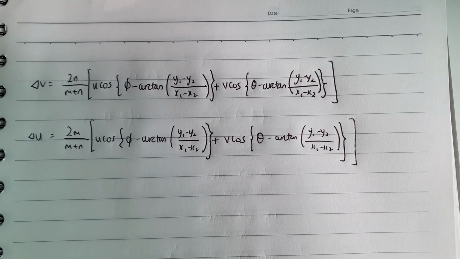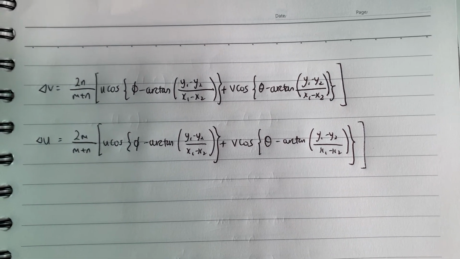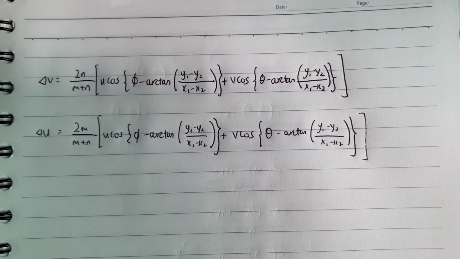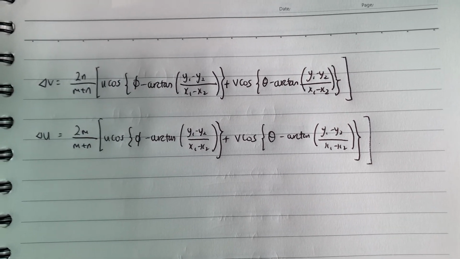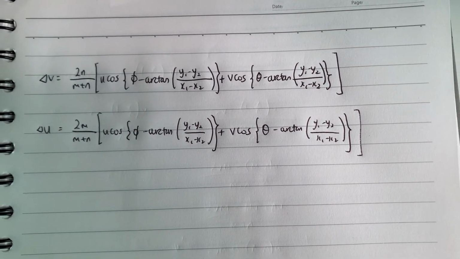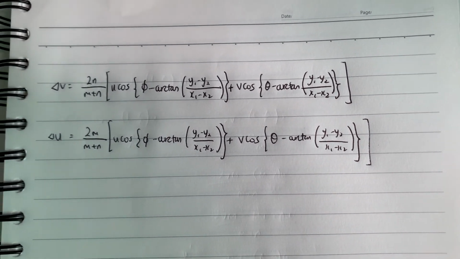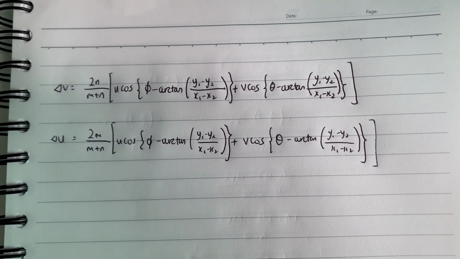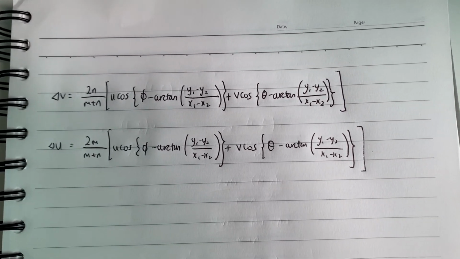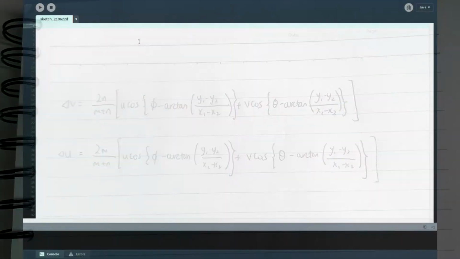In the previous video, I derived these two equations, and these equations are basically the equations that govern what happens in a two-dimensional collision between two round objects. And now I'm going to use these two equations to make a simulation.